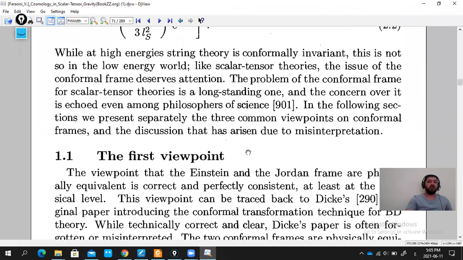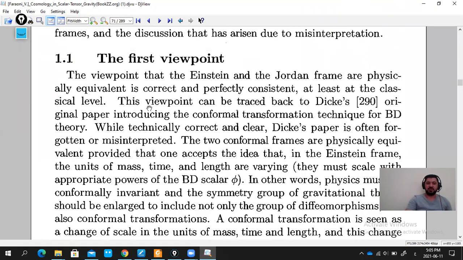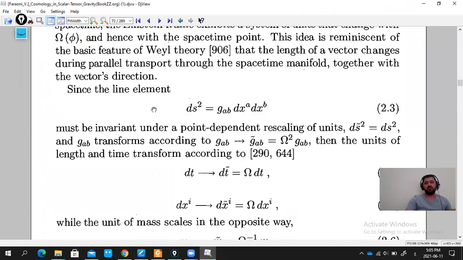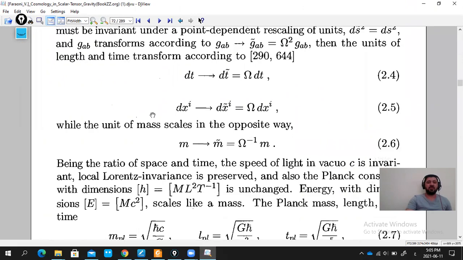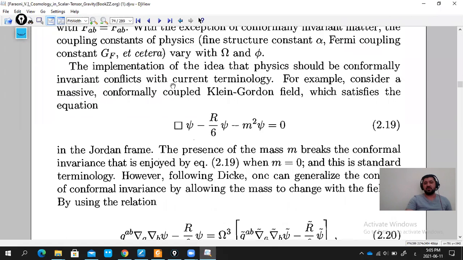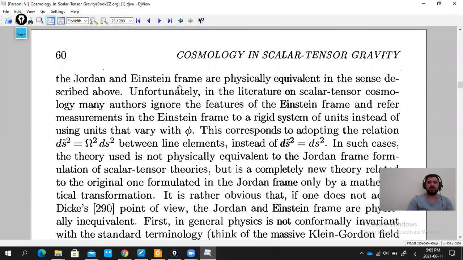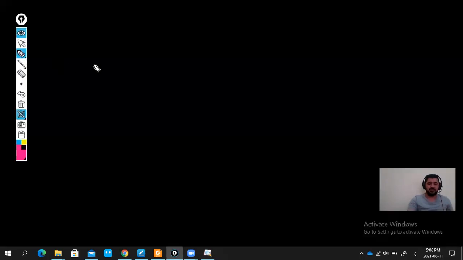Of course, for each viewpoint there are cases and there are some people who supported it and gave verification of their assumption. So I highly recommend you read this, but I'm not going to talk a lot about it, because the main point is not the conformal transformation itself, but rather the conformal transformation in the case of f(R) theories and how we can bring f(R) theories into Einstein gravity. So let's introduce this idea about the conformal transformation.